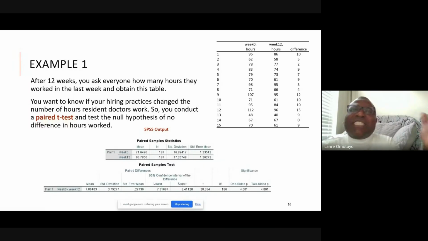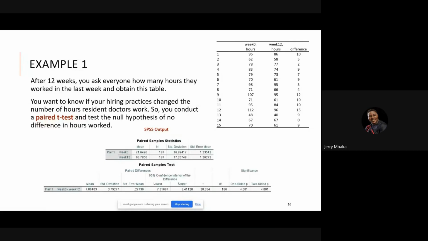So if the difference is 0, we know there is no difference. If the difference is a positive number, we know that week 0 is higher than week 12. If the difference is a negative number, we know that week 0 is lesser than week 12. Does that make sense? Yes, it does.